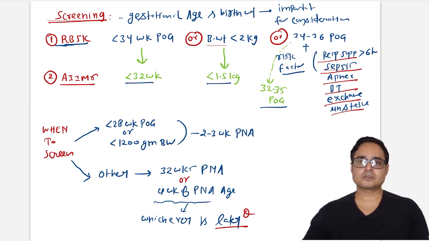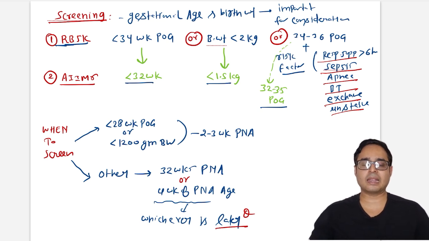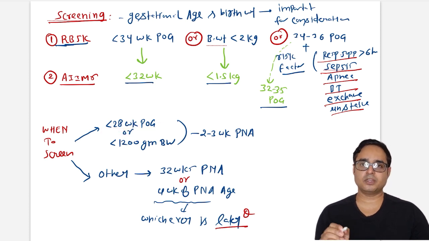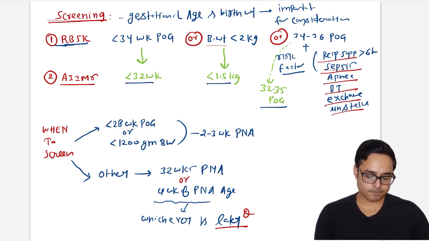In exam, if they specifically ask RBSK protocol, just go through RBSK guidelines, and if they don't mention anything, just go with AIIMS guidelines. Okay, second thing, when to screen. If your baby is less than 28 weeks of gestation, or birth weight of baby is less than 1200 gram, then you have to screen this neonate at 2 to 3 weeks postnatal age.